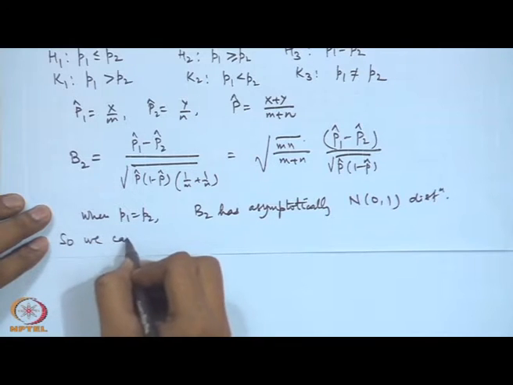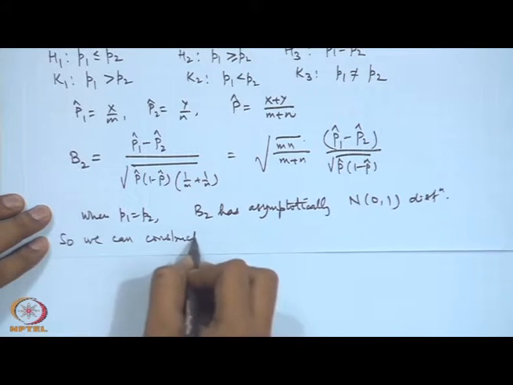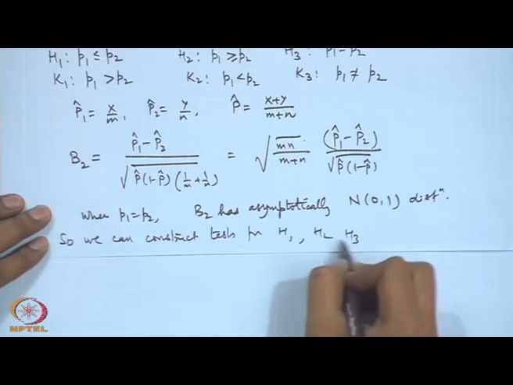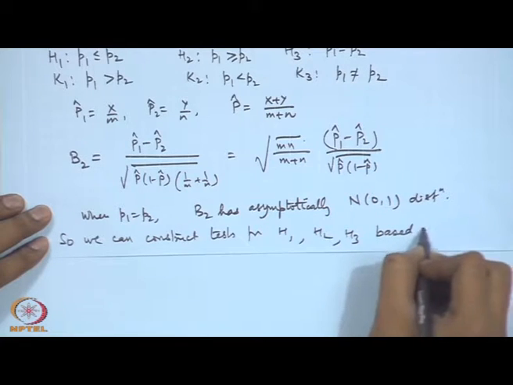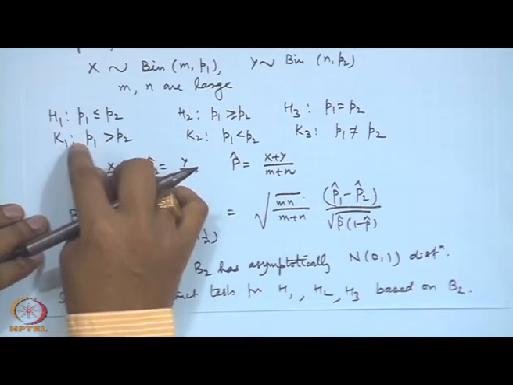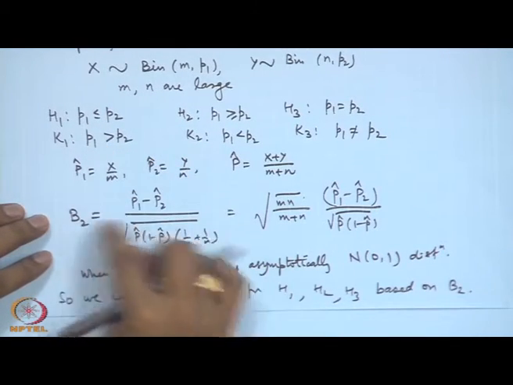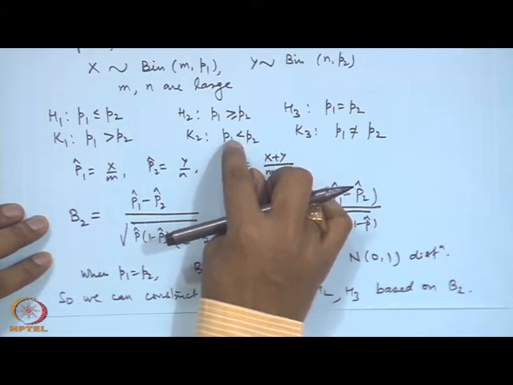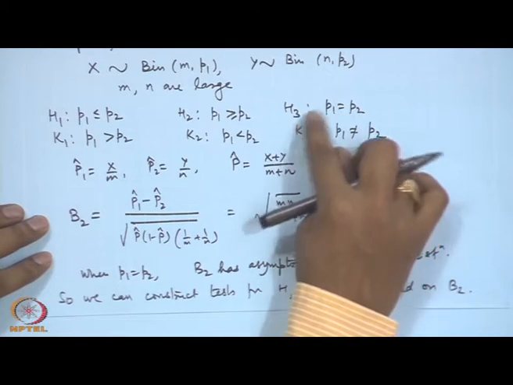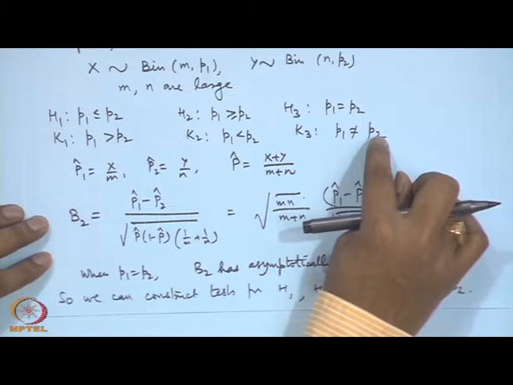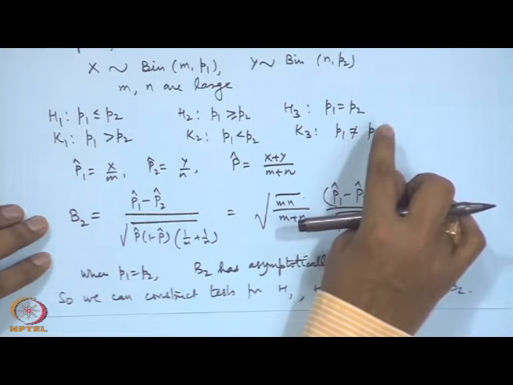So, we can construct tests for H1, H2, H3 etcetera based on B2. For example, for H1 versus K1, the rejection region will be for Z greater than Z alpha. For H2 versus K2, the rejection region will be for Z less than minus Z alpha, and for H3 versus K3, the rejection region will be for modulus Z greater than or equal to Z alpha by 2, if I am considering level alpha tests.